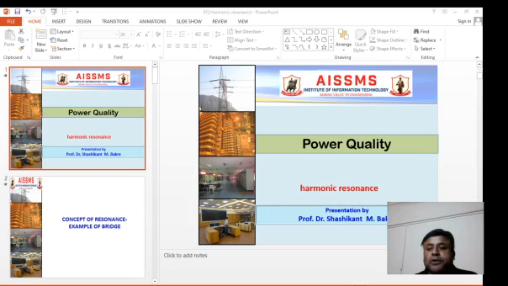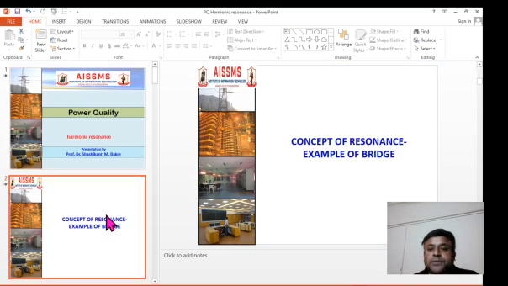Resonance plays a very important role in harmonics because at harmonic frequencies there is a shooting up of the amplitude, like voltages and currents, and that is called resonance. So before going to study harmonic resonance, let us have a look at the concept of resonance, or what resonance itself is.